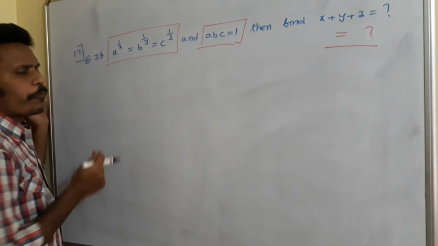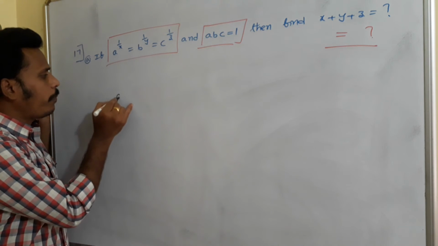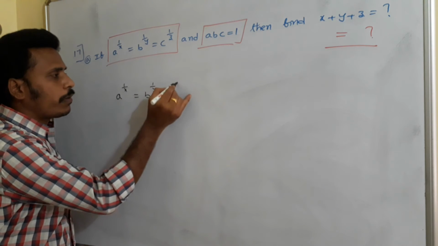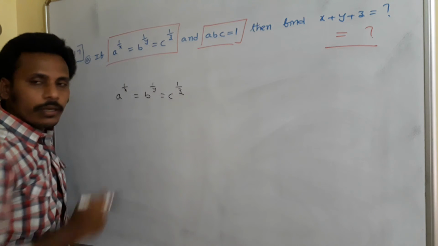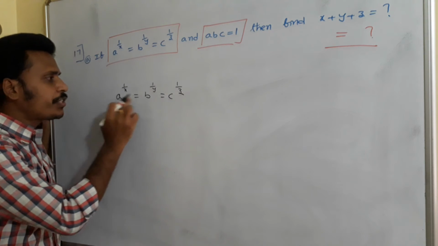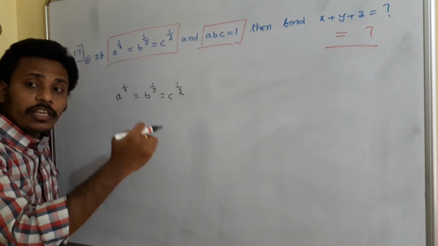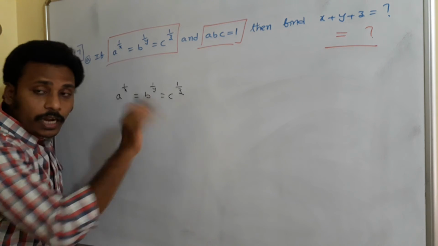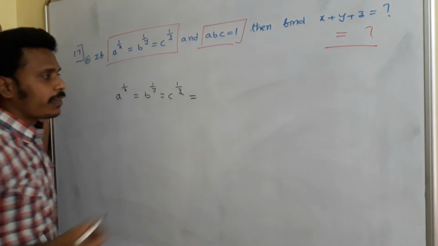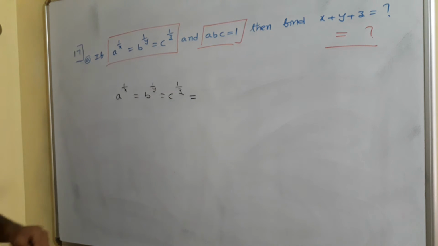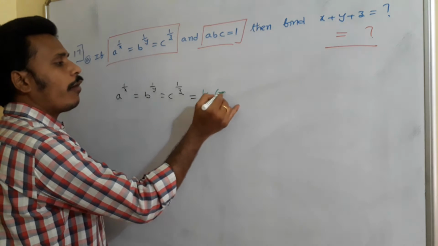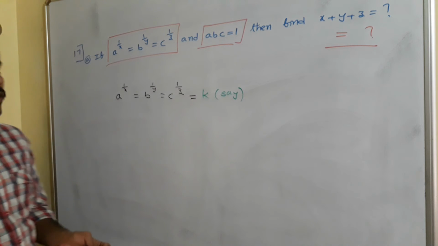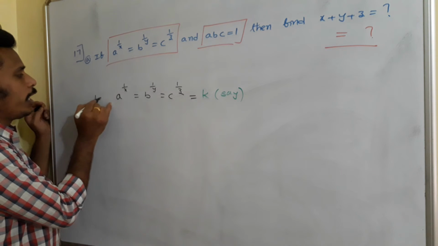See, for this type of problems I will go in this way. A power 1 by x is equal to b power 1 by y is equal to c power 1 by z. These three are equal, and equal to what? So you just let these three be equal to some k. This is our way of assumption. These three are equal and equal to some value k. You need to let it in such a way.